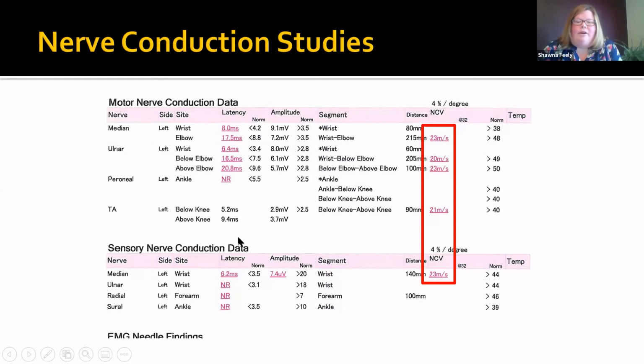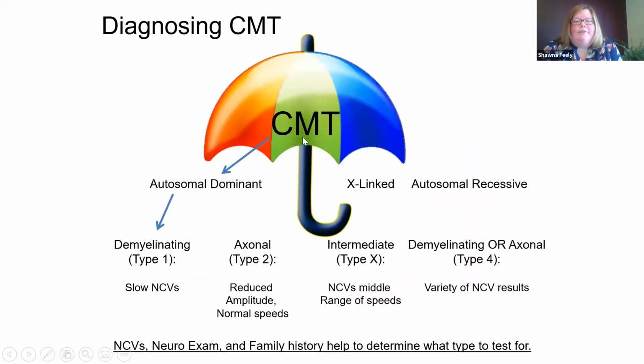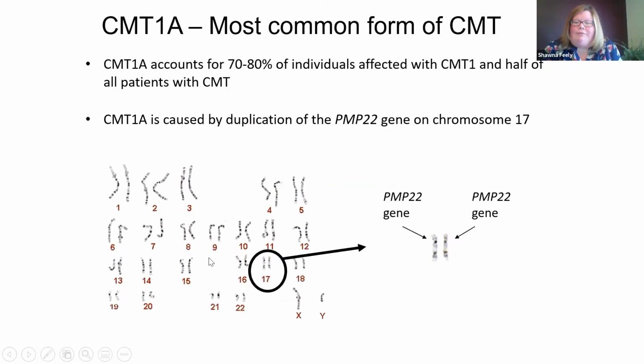If this would have been axonal, then you would see changes in the amplitude or the strength of the signal, but you wouldn't see speeds that were normal, about 50 meters per second. So then that would point us to a CMT type 2. So back to our umbrella, we have dominant inheritance, demyelination. And so in this case, for this person, based on how his symptoms progressed and what he looks like now, we would narrow testing probably to CMT 1A, which is the most common form of CMT. People have been talking about that all day and the advancements in treatments.